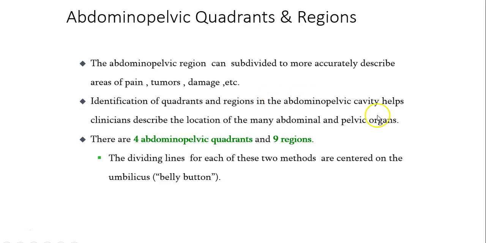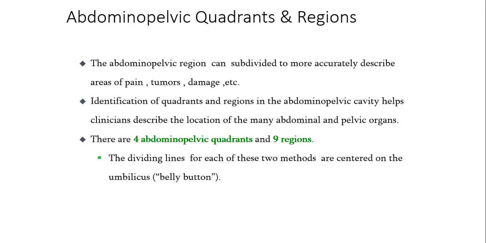Now the abdominopelvic region can be subdivided to more accurately describe areas of pain or tumors or various types of damage and so on. Identification of quadrants and regions in the abdominopelvic cavity helps clinicians describe the location of many abdominal and pelvic organs. There are 4 abdominopelvic quadrants and 9 regions.